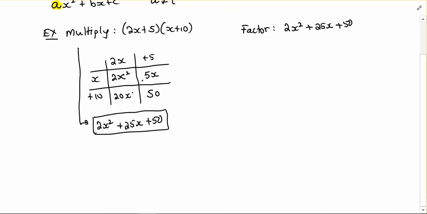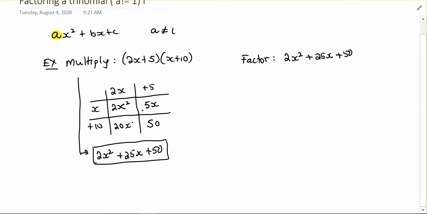So the method I'm about to talk about is called the trial and error method.